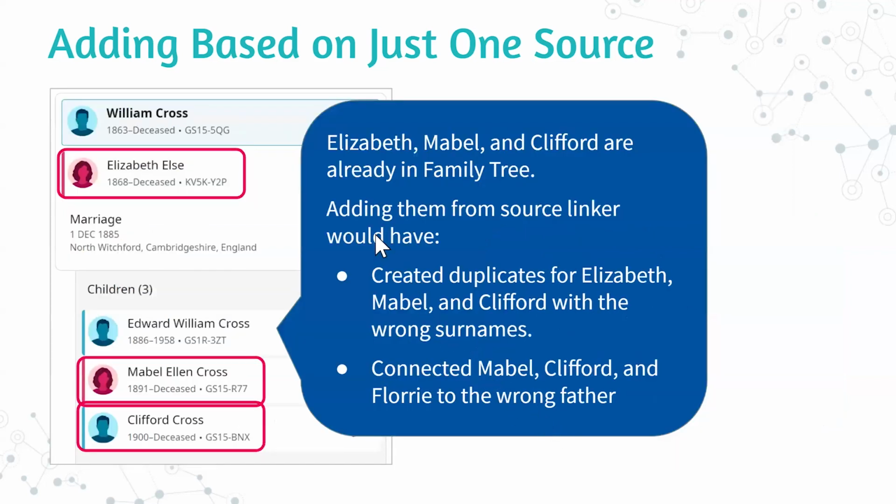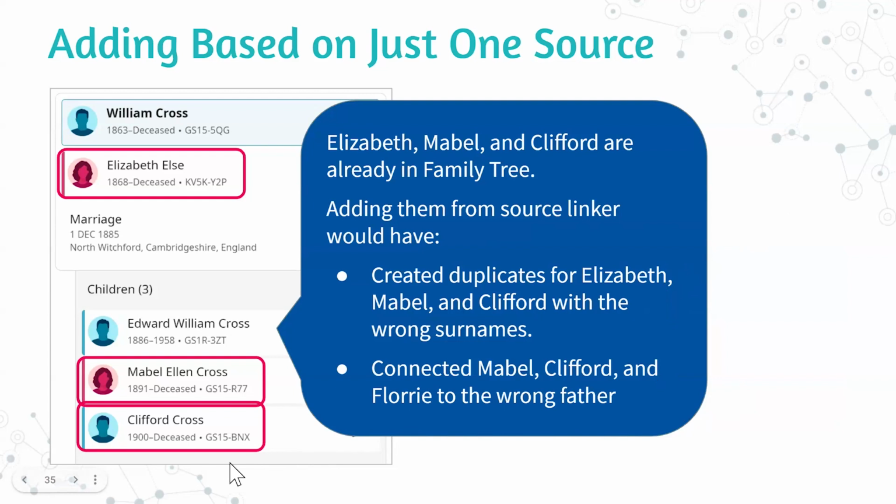So then I decided to do a manual search for duplicates, and look what I found. There's Elizabeth. She's with her previous husband, and Mabel and Clifford are already in the tree. So if I had added based on just one source from SourceLinker, I would have created 3 duplicates, all of them with the wrong surnames, and Mabel, Clifford, and Flory would have been connected to the wrong father. Here's another illustration of what happens when we don't work by complete families. Where's Flory? She totally got left out of the family where she belonged.